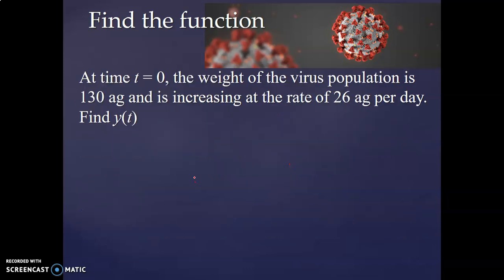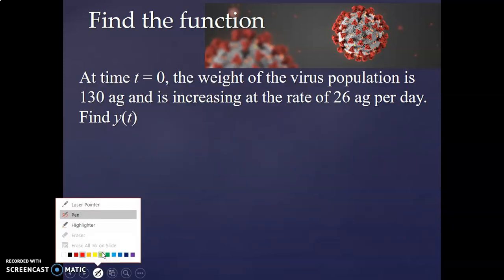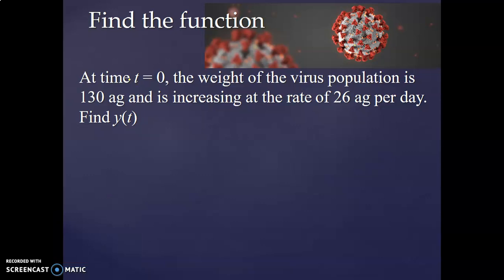So let's give ourselves a little bit more space to work with here. Let's think about what we're given and what we know. We have 2 equations that we're going to be working with: dy/dt equals ky, and y equals y naught e to the kt. We're trying to find y of t, so we're trying to find this equation.